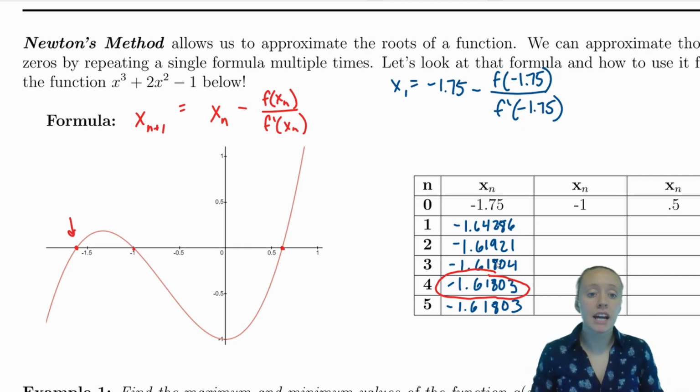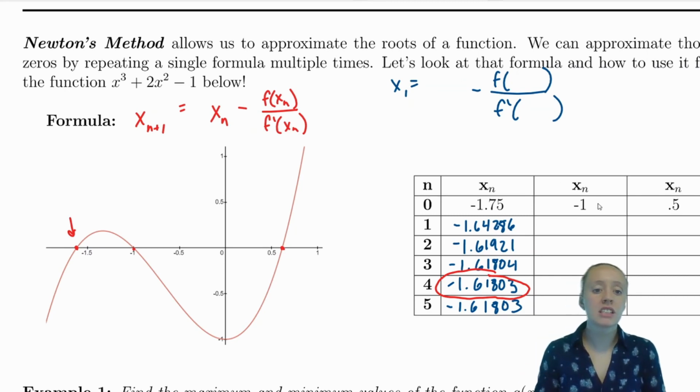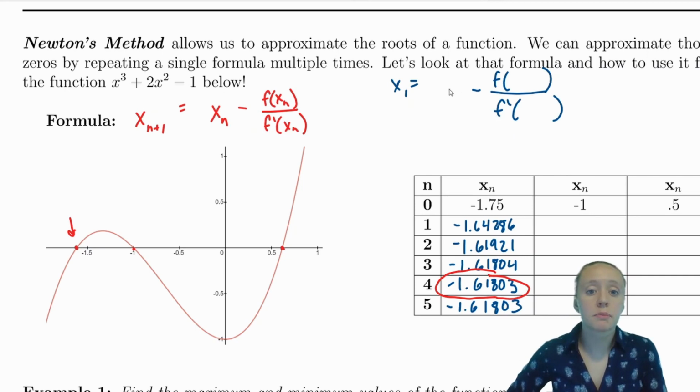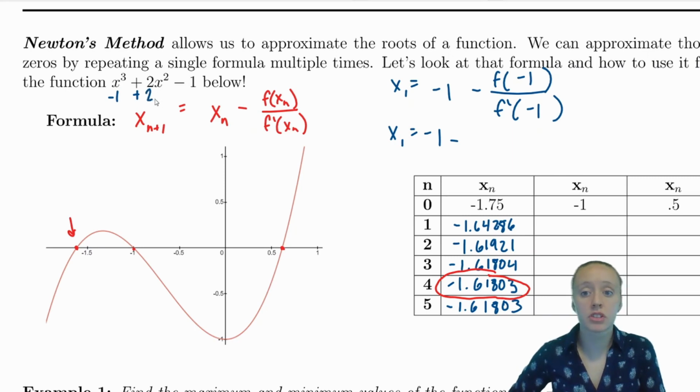Now we're going to do the same exact thing for that negative 1, because negative 1 looks like it would be my next root. So I can go to Excel and use that table, but since this is a whole number, I think this is going to be a good one to start with doing out by hand. So x sub 0 is negative 1, so I'm going to find f of negative 1 and f prime of negative 1. So x sub 1 is going to equal negative 1 minus my f of negative 1. Negative 1 cubed is negative 1, plus 2 times negative 1 squared is 2, minus 1. You can see that I have negative 1 plus 2 minus 1, that's going to give me 0.